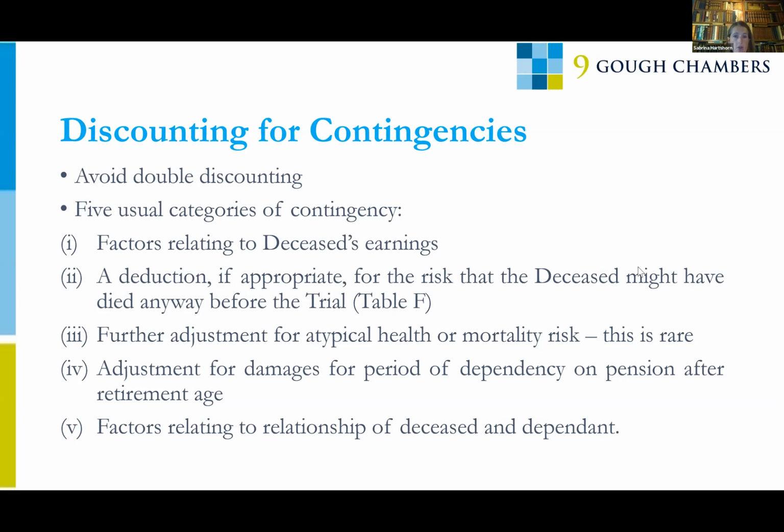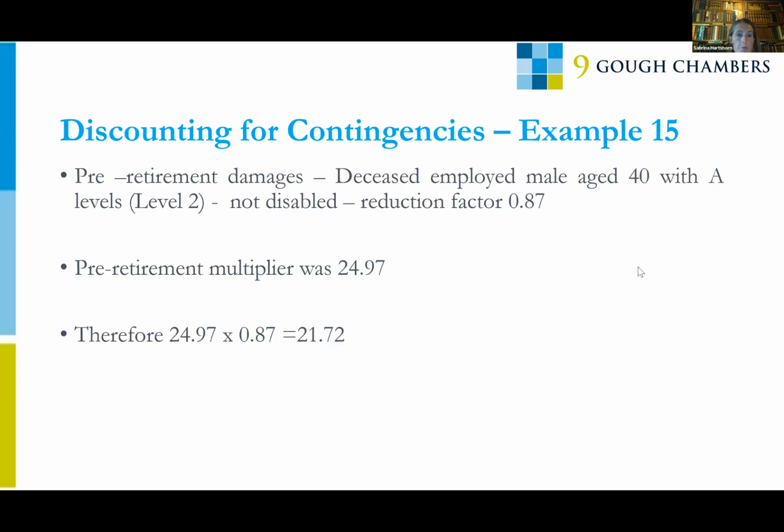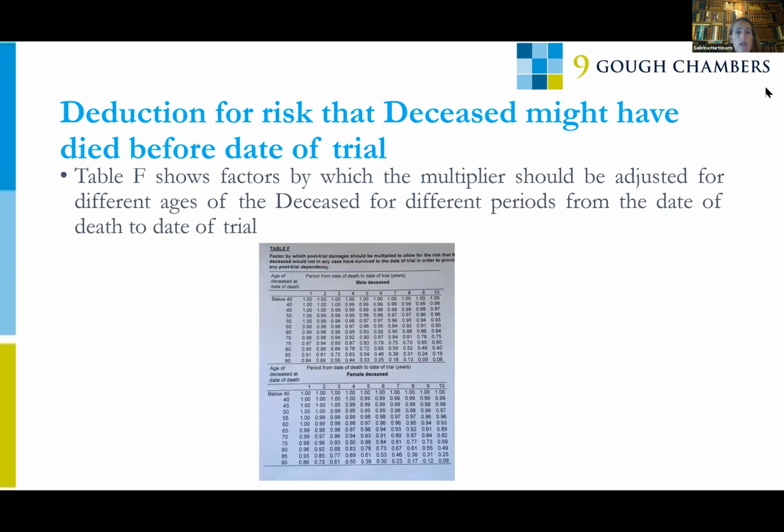So let's go back to example 15 and deal with discounting for contingencies. I've repeated the example there for you. Pre-retirement damages, the deceased is employed, male, age 40, with A levels, so we're looking at a level 2. We know he's not disabled. The reduction factor is going to be 0.87. We know that the pre-retirement multiplier was 24.97, so we merely multiply the 24.97 by the 0.87, and we come out with 21.72.